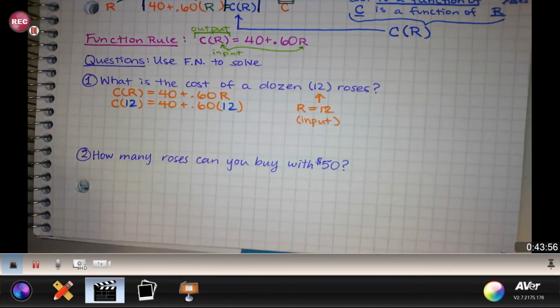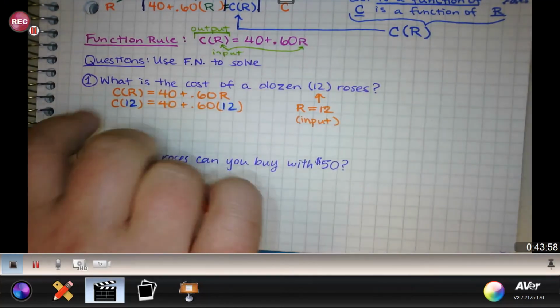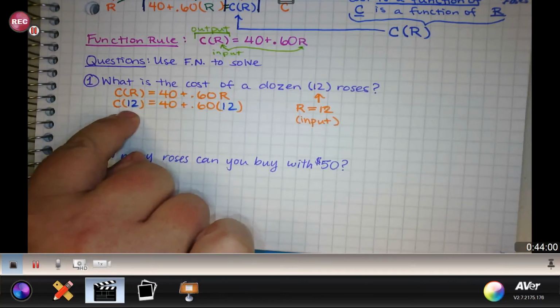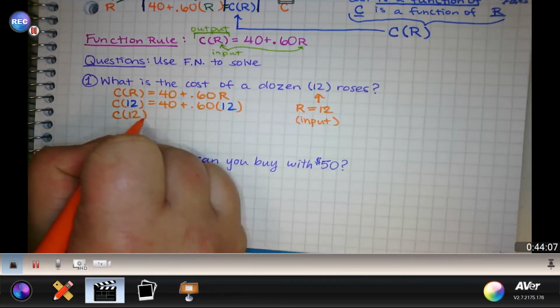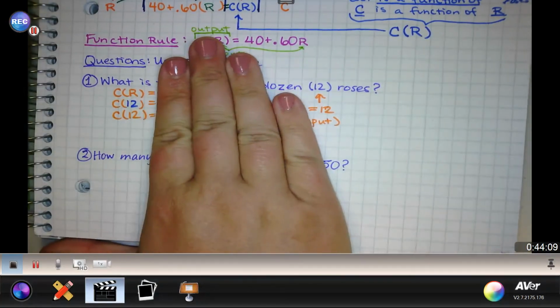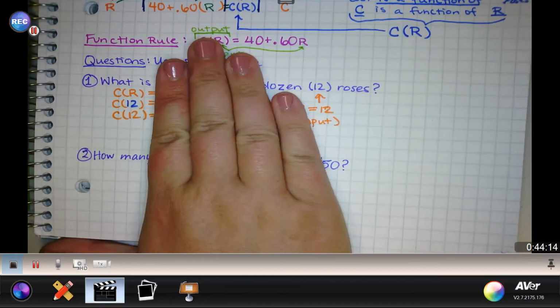Okay? So now the tricky thing is that people want to do something over here because they think, oh, there's a 12, I need to do something with it. No, you don't. Just leave it alone, because this is actually code, remember? It means cost of 12 roses. Cost of 12 roses is what?